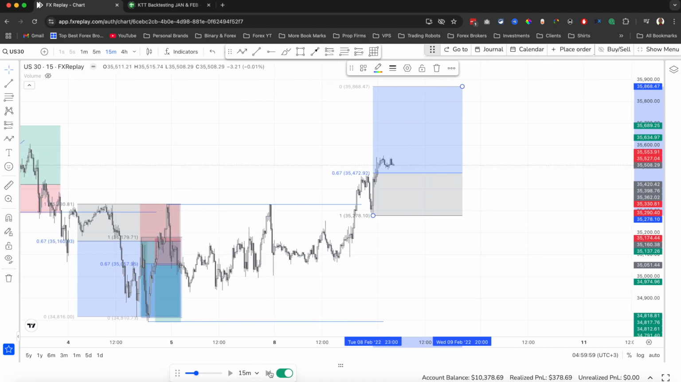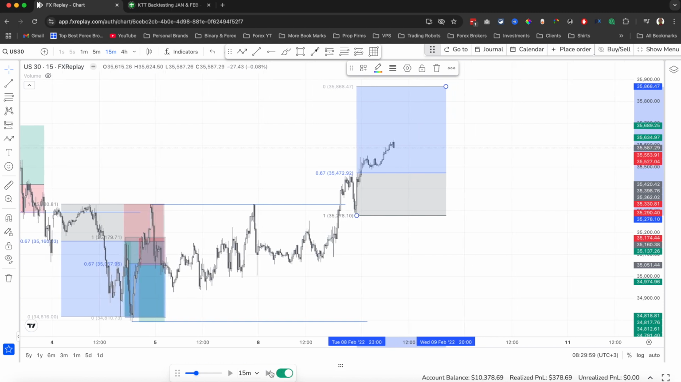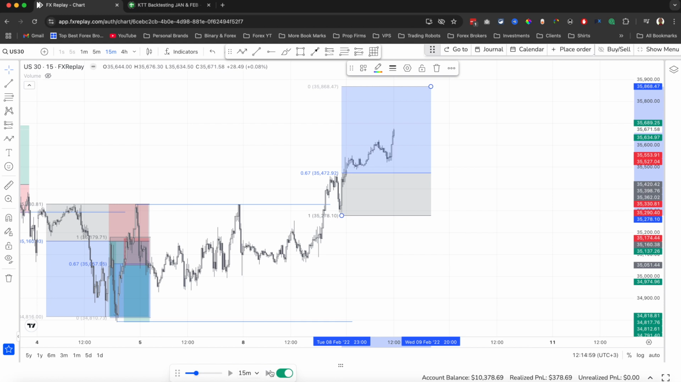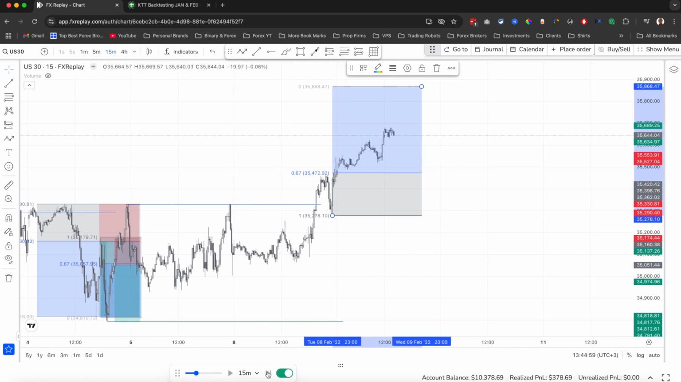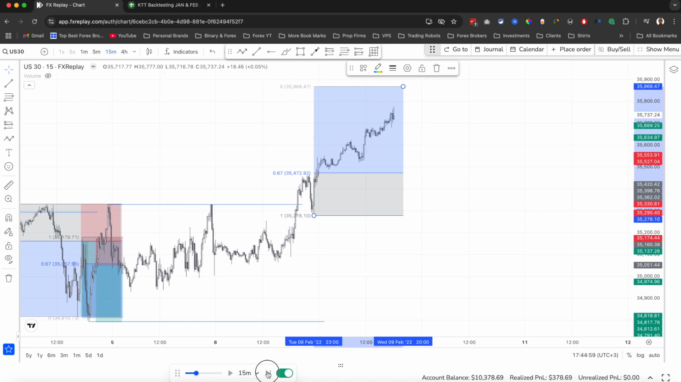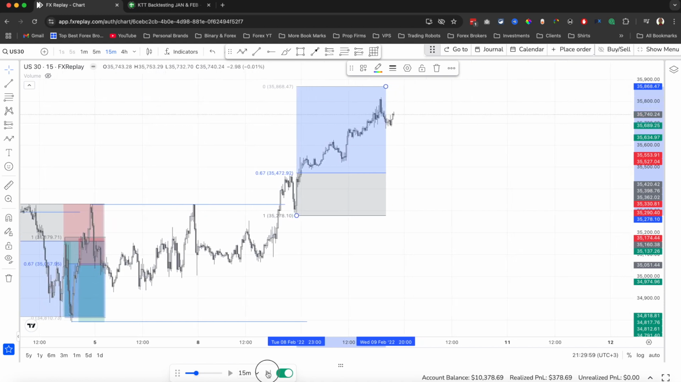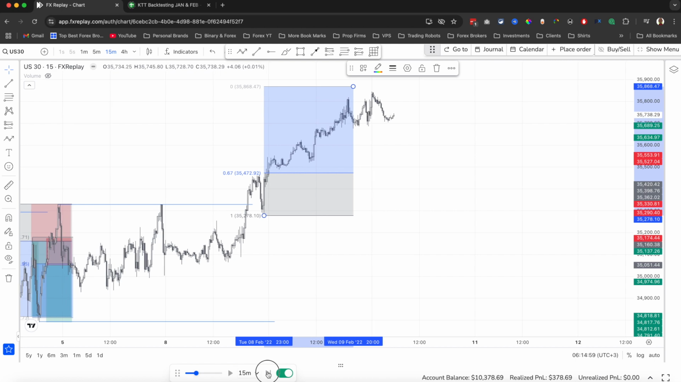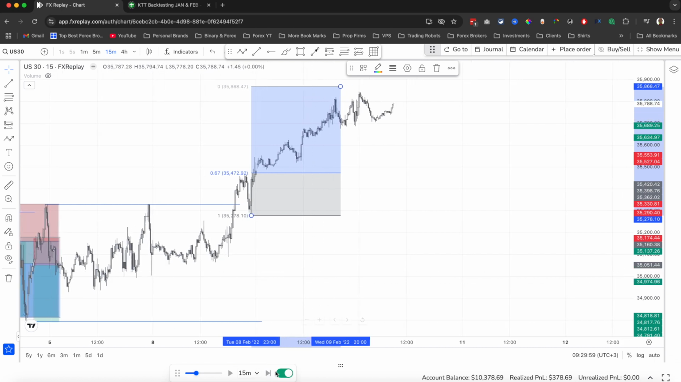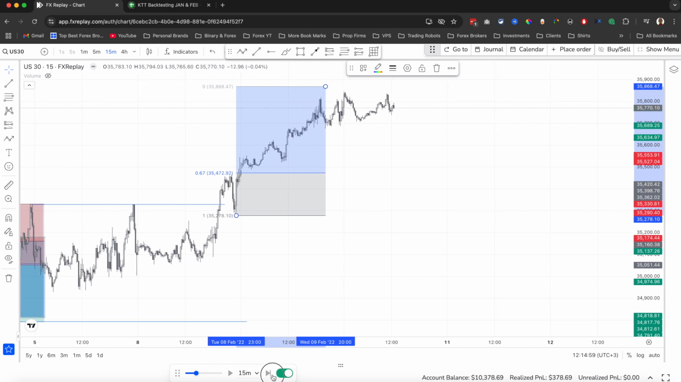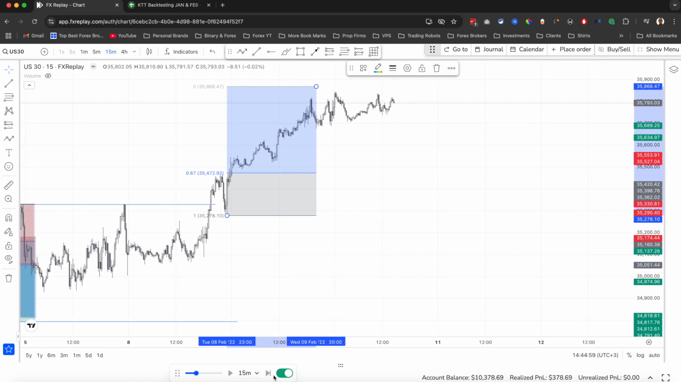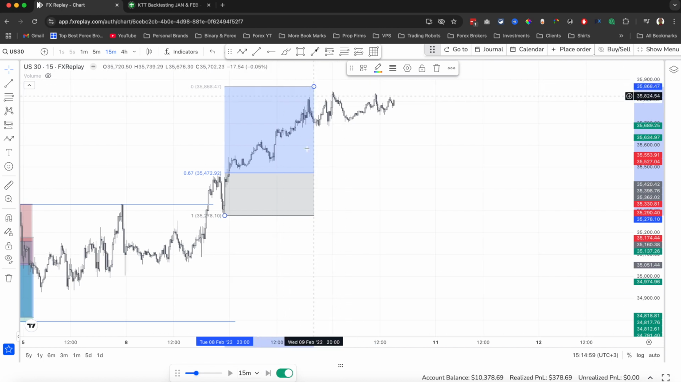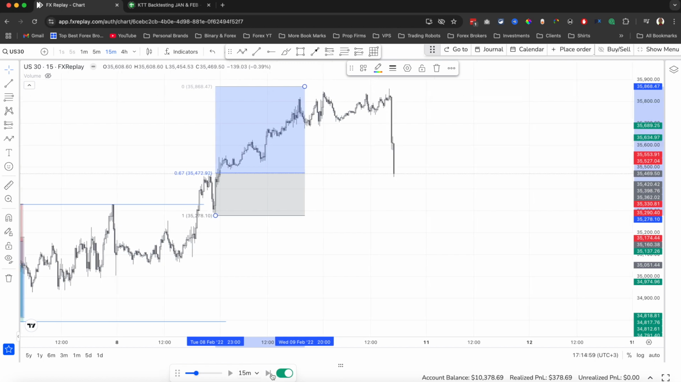So we place it there, and we wait for the price to go up, and then when it retests back, the price is retesting back, the price is not breaking any points here. Whoa, the price has reached our point.